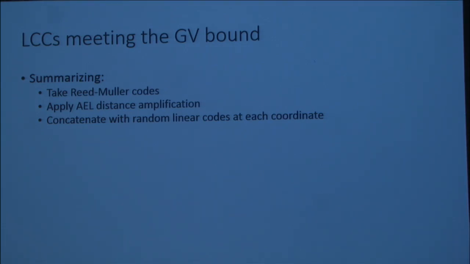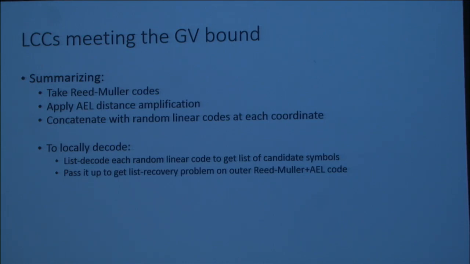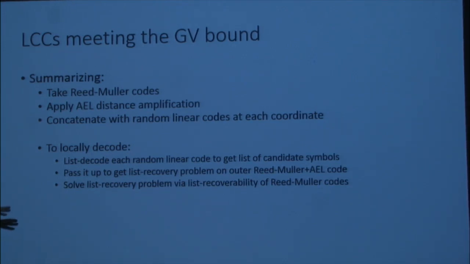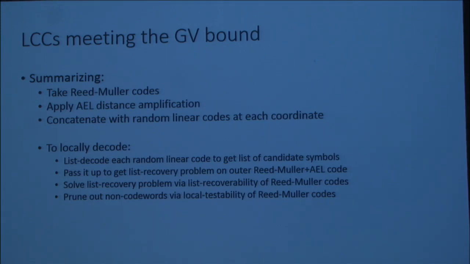Then you apply the Thommesen construction where you concatenate each symbol with a random linear code, and to decode it, you list decode each random linear code to get the list of candidate symbols at each location. Then you pass it up to get a list recovery problem on the Reed-Muller cum AEL code, which you can solve by list recoverability of the Reed-Muller code. Then you get the list of candidate codewords, given as black boxes. Some of them may be garbage. You prune out the garbage by the local testability of the Reed-Muller codes, and then identify the unique delta over 2 close codeword by random sampling.